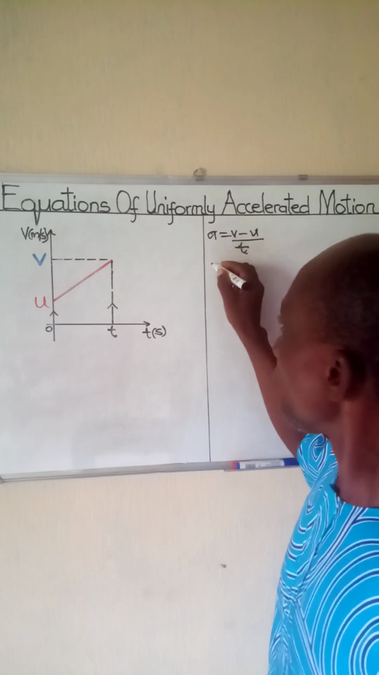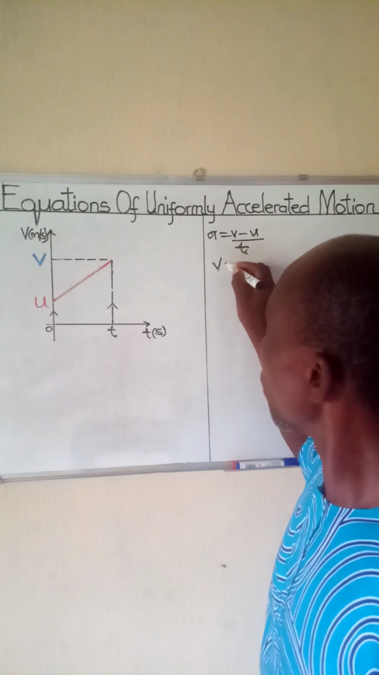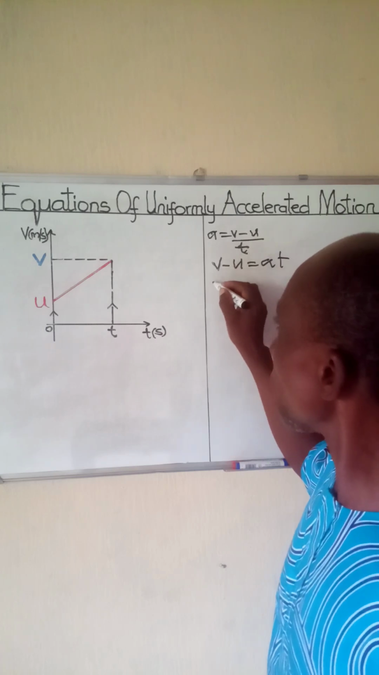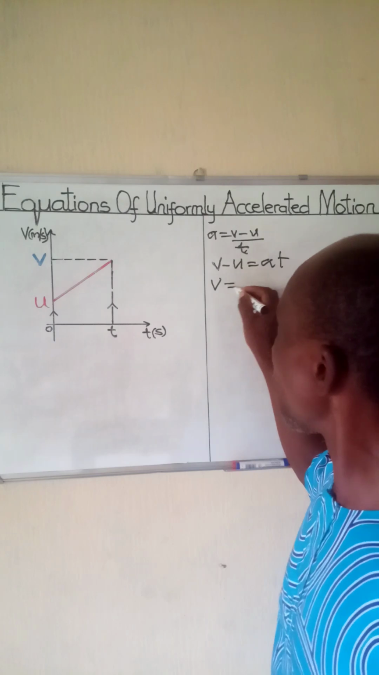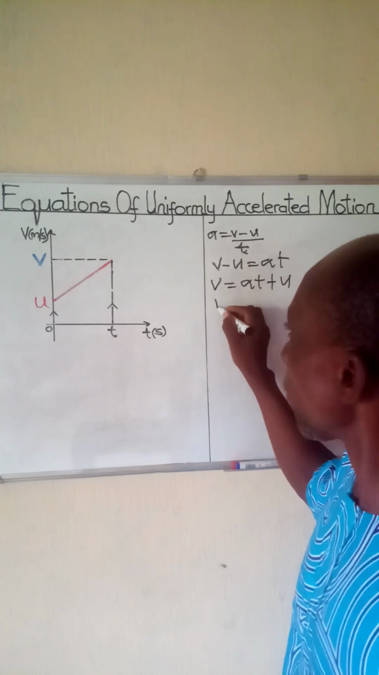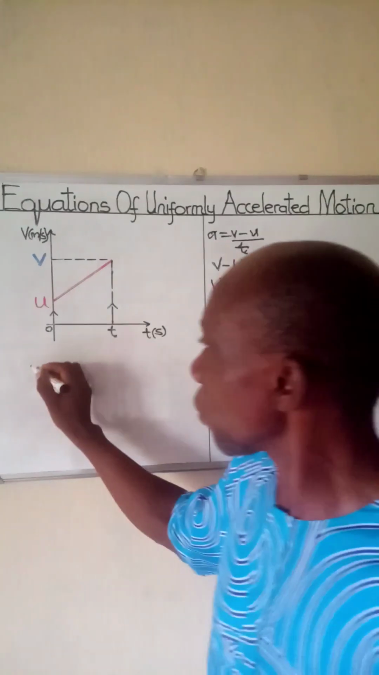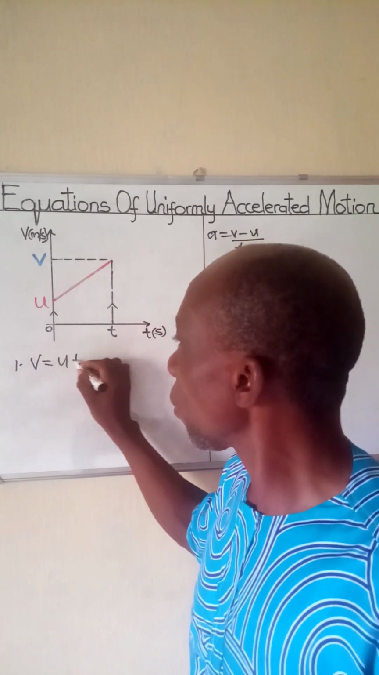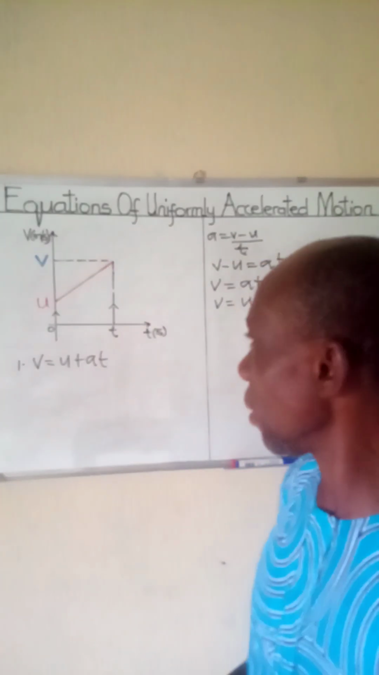If you make v the subject of the formula, which is purely mathematics here, but let me just show us, we have v minus u equals a t. The next thing we do, we make v the subject of the formula. Let v stay here. Let's move u. Remember, it's negative; when it crosses, it becomes positive. So that will be equals to a t plus u. We can rearrange and have that v equals u plus a t. That's the first equation of uniformly accelerated motion: v equals u plus a t.